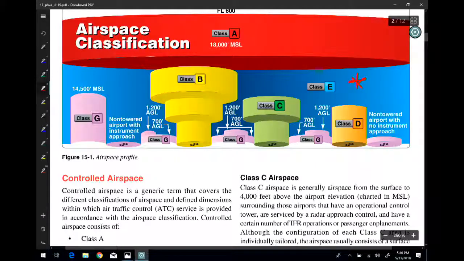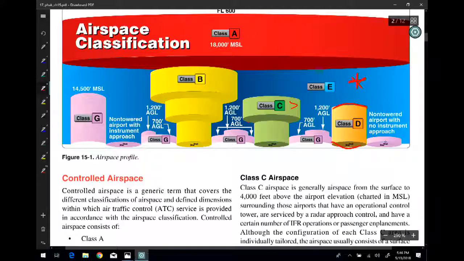You can see that Class Charlie, it's just that one layer upside down cake, where again, you have this inner cylinder down to the ground, and then you have another shelf out around it. This one is normally a 5-mile radius. This one is normally a 10-mile radius. So with this, then we have Class Delta. Class Delta is just this one cylinder. Okay?